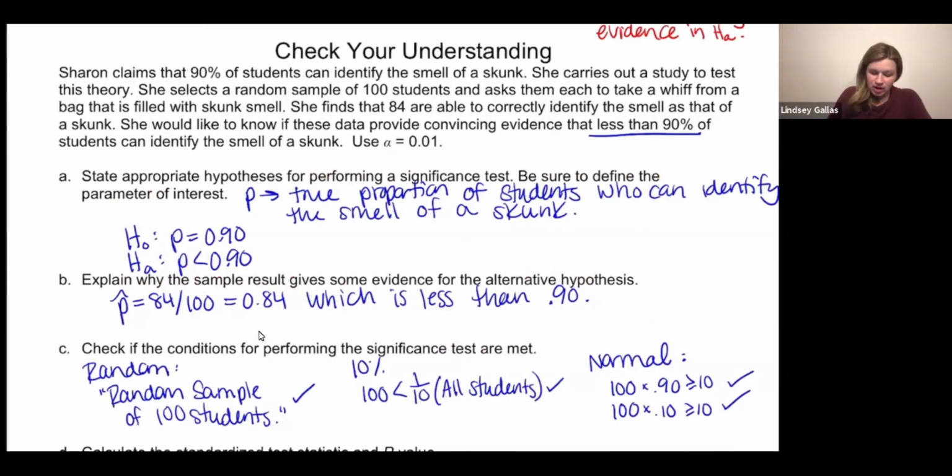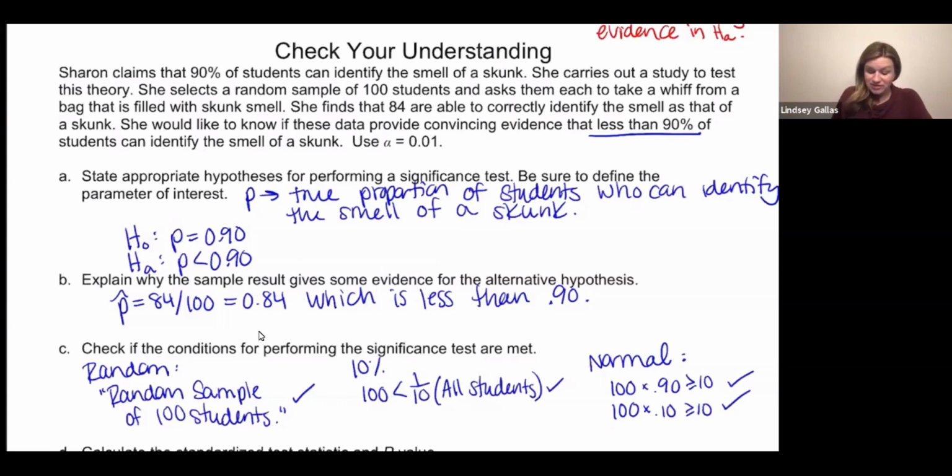All right, so starting in part A, we are asked to state our hypotheses, and they do remind us as well that we want to be sure to define our parameter. If you define your parameter like this, where you've got P, the true proportion of students who can identify the smell of a skunk. So then when you go to write your hypotheses, you don't have to write them in context. You can just use the symbols. So my null is that P equals 0.90. And then the alternative, they mentioned up above that we are looking at trying to decide if we have convincing evidence that less than 90% of students can identify the smell. So I did less than on that.